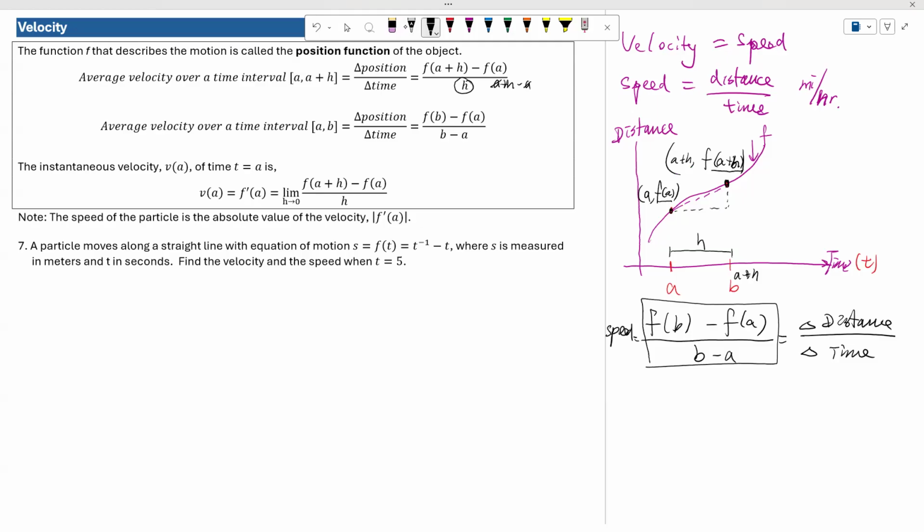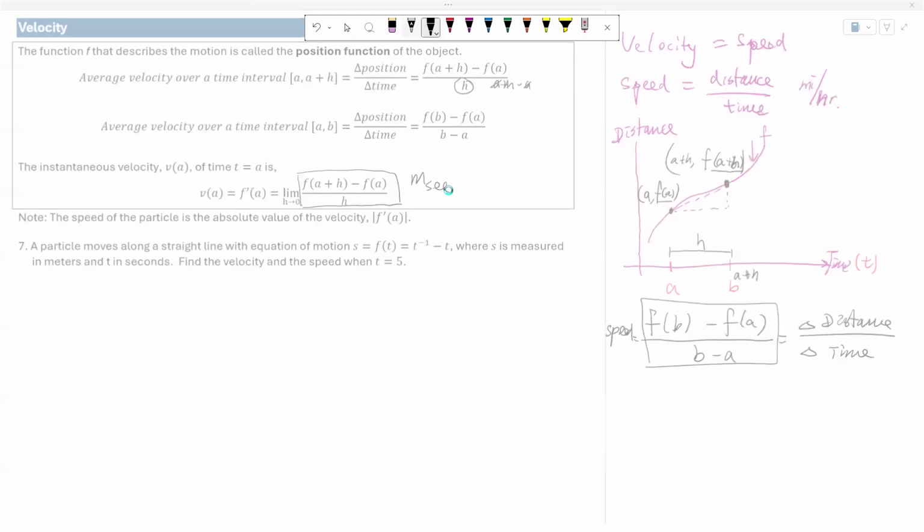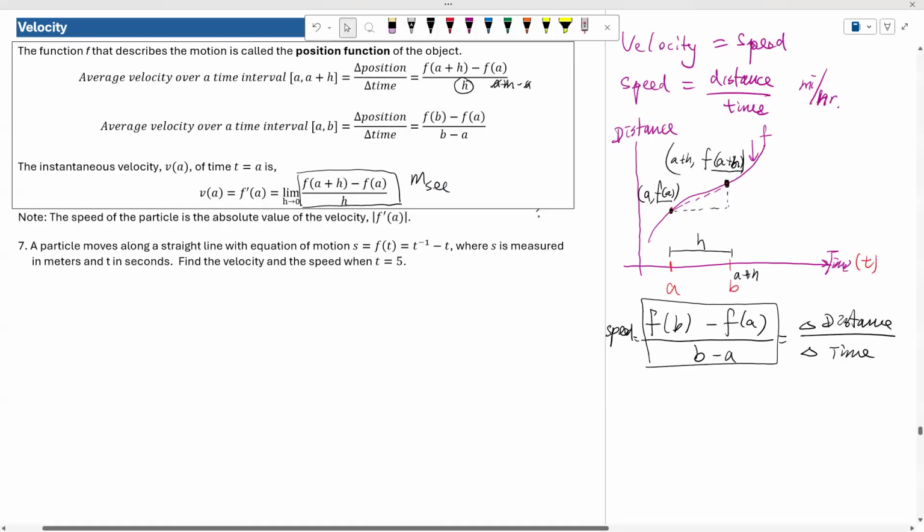Okay, so now what if we take the limit as h approaches 0 of f of a plus h minus f of a over h? Again, remember this is the slope of the secant line, which is the average velocity, okay? Then in this case, we will be able to get f prime of a, meaning it will be the instantaneous velocity v of a at the time t equal to a. This is how it is related to the derivative that we have now.